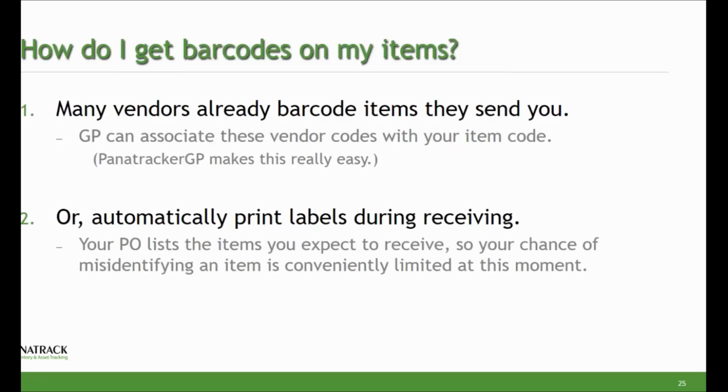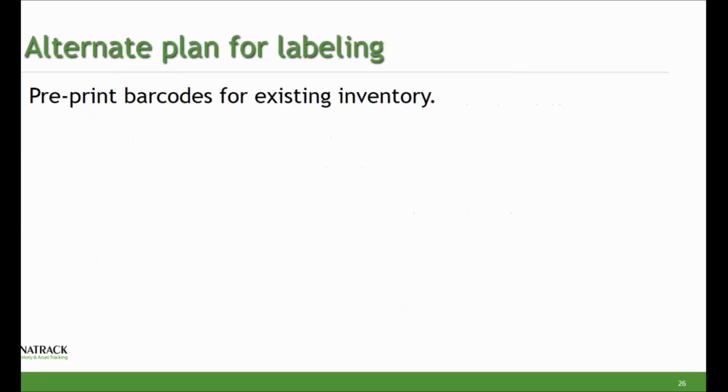Using software like ours, your PO is listing the items that you expect to receive, so your chance of misidentifying an item is conveniently limited at that moment. You may only have five items on the purchase order. Those are the only five we're going to show you. That'll be a great time for you to pick one of those so that you can print a label. And I will demonstrate a very fast receiving example for you here.